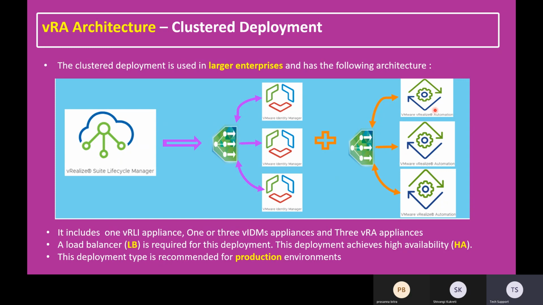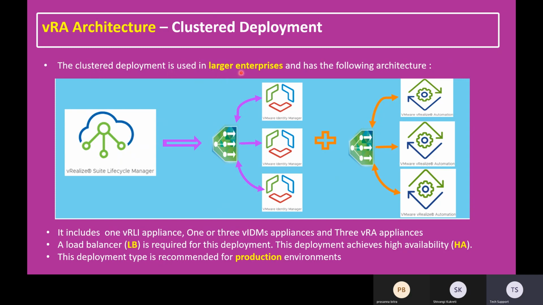The same scenario is applicable for vRealize Automation. A vRealize Automation clustered deployment is nothing but three appliances, and to balance the load we require an NSX load balancer, or we can use a Citrix NetScaler, or we can use an F5 load balancer. Anything we can use. And these are the same points I highlighted here.